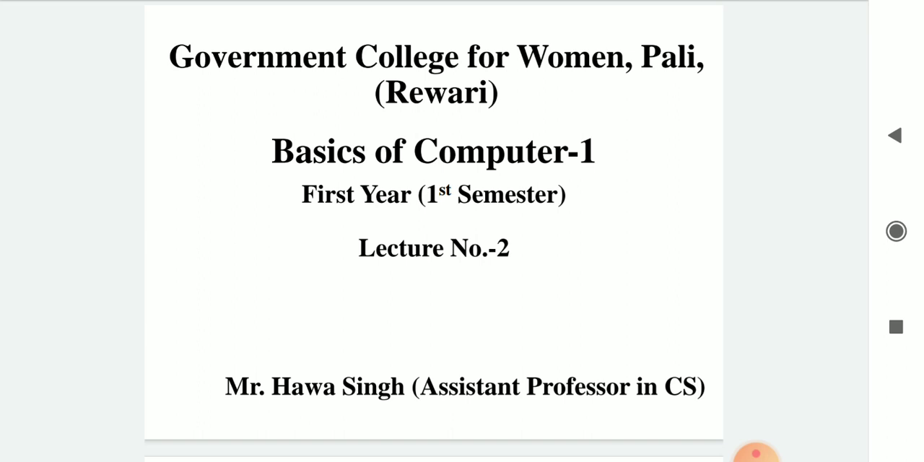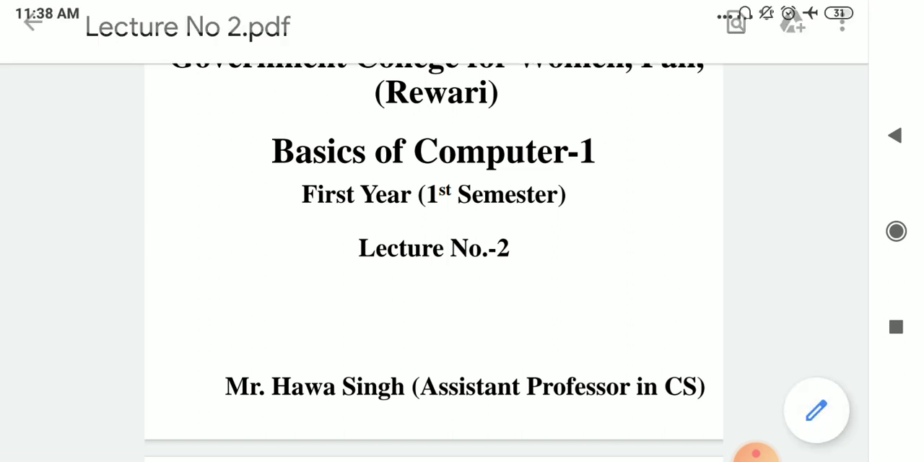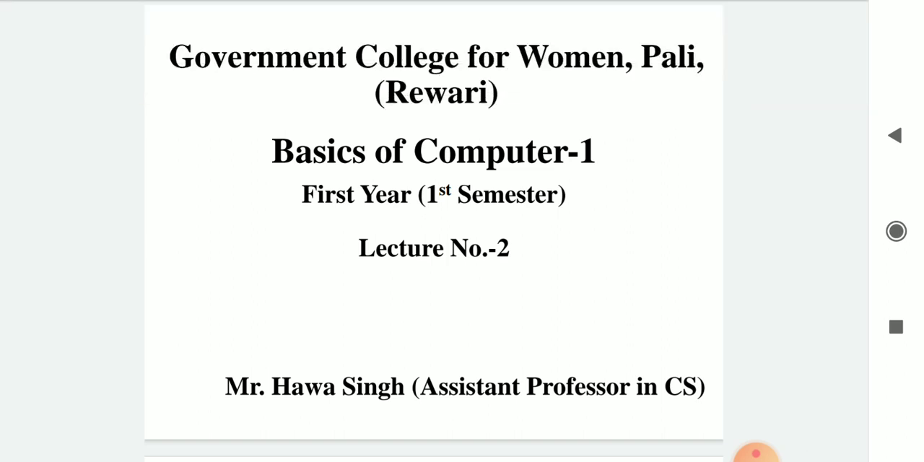The days in which these mechanical machines were invented and used for arithmetic operations, that age or that era, was called the time of mechanical calculators, because the calculators invented at that time performed the operations by using mechanical machines.